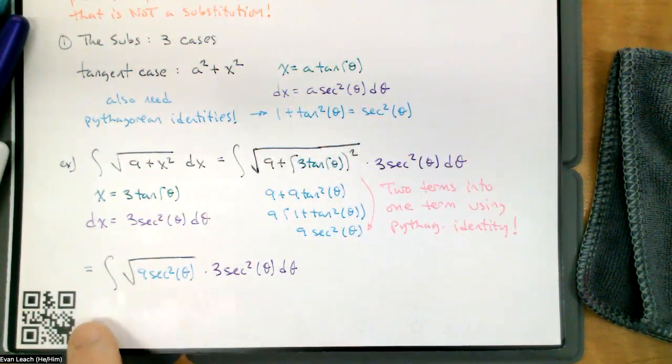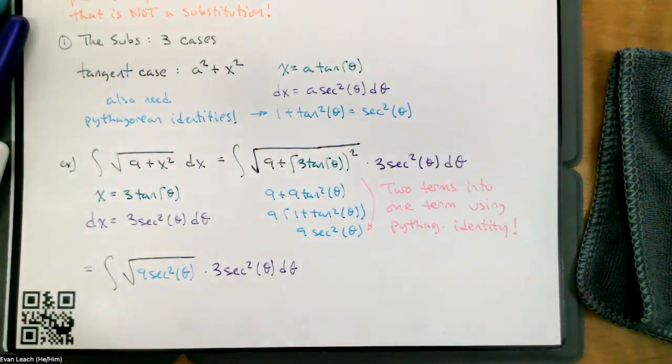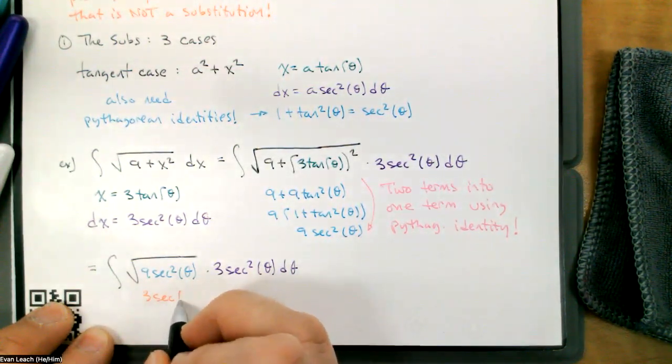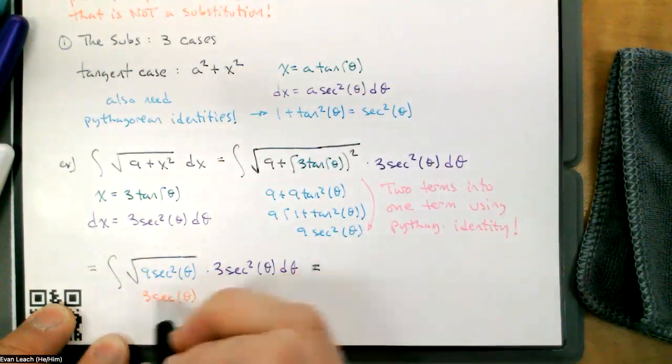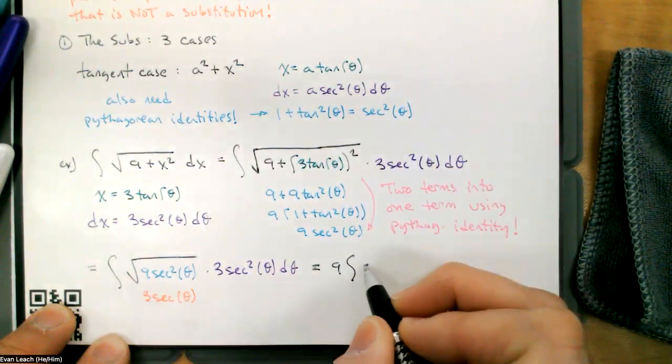Now, this is still kind of a mess. I've got the square root of 9 secant squared theta, and I got this 3 secant squared theta. So let's clean this all up. 9 secant squared theta, that's all equal to 3 secant theta. I guess it's a little fishy, square root of something squared, but it's fine. And we got the 2 3s, that'll make a 9. I'm going to pull that out of the integral. And what we have is a secant cubed.